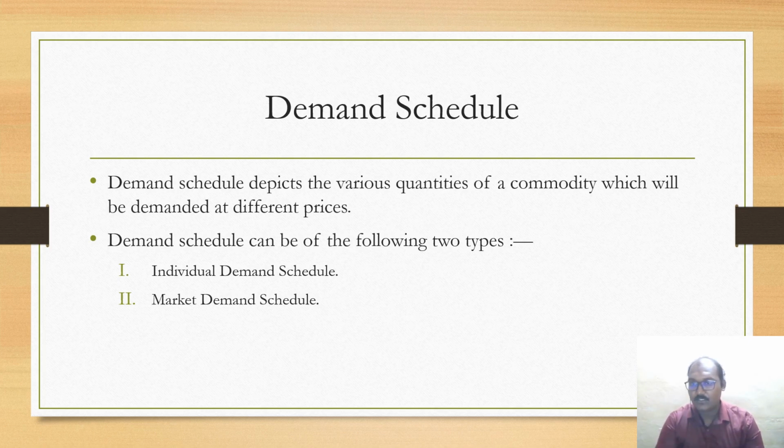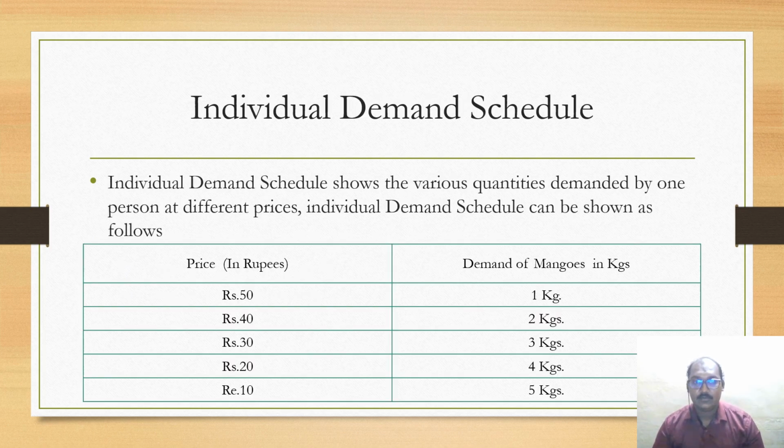When we talk about the demand schedule, it can be either individual or market demand. Individual demand shows how demand is affected for a given person, a single individual. On a market scale, it is for multiple people going into the market and multiple items being purchased, so it will be on a large scale. This is an example of an individual demand schedule.